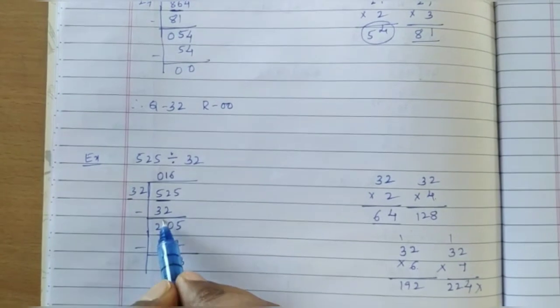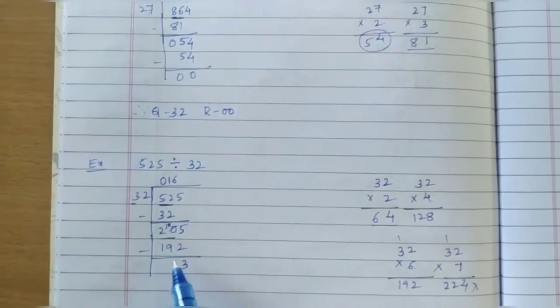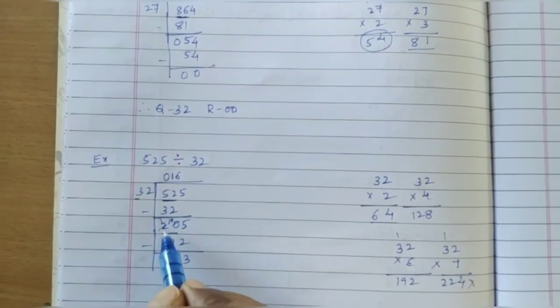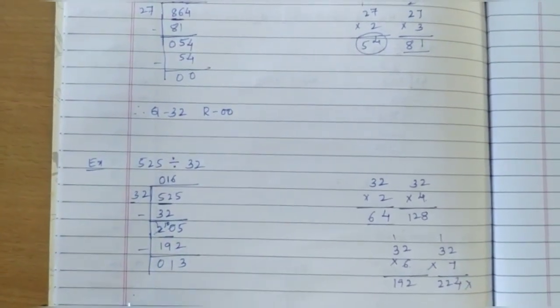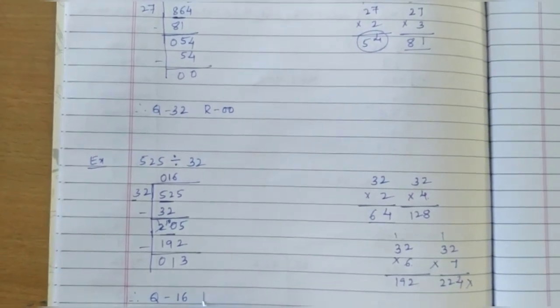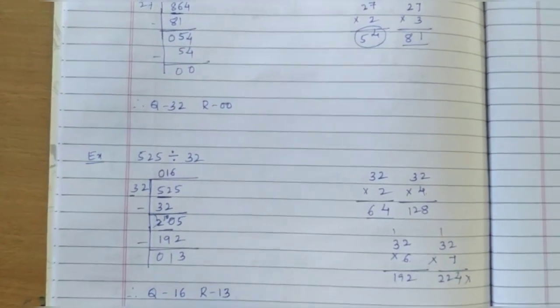Then just regroup this number. 10 minus 9, 1. 2 minus 1, 1. And 1 minus 1, 0. So here we got quotient 16, remainder 30.